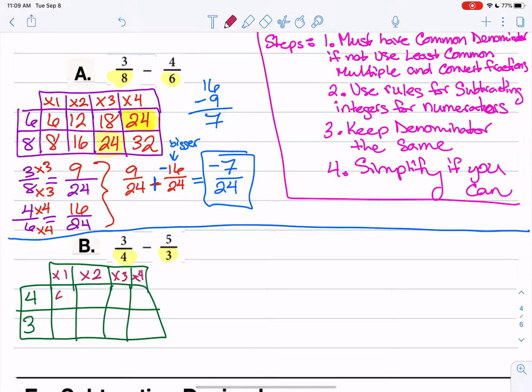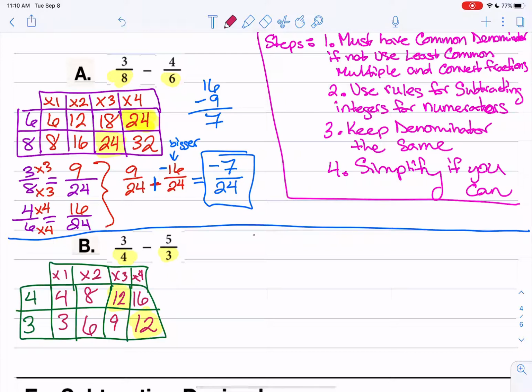So 4 times 1 is 4, 4 times 2 is 8, 4 times 3 is 12, 4 times 4 is 16. Now I'm going to do the multiples of 3. 3 times 1 is 3, 3 times 2 is 6, 3 times 3 is 9, 3 times 4 is 12. And then I look at my chart and I go, okay, do they have any numbers that are the same? And they do. They have 12. So that means that my denominator, the bottom number, is supposed to be a 12.